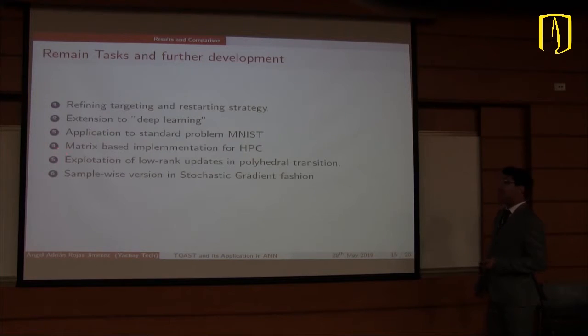The fifth is the exploitation of the low rank updates in polyhedral transitions. We say that it's low rank because there is just one change of sign when we move from one polyhedron to the other. There is one change of sign of this signature vector that defines the polyhedra of each piece of our piecewise smooth function.